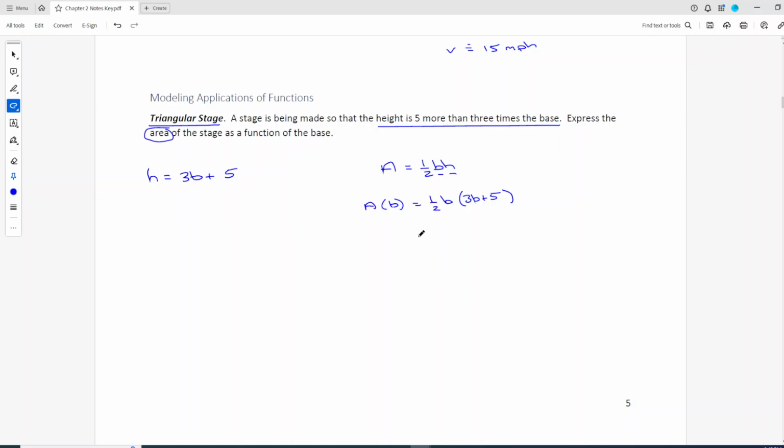Now, I'm okay with this as an answer. I think the textbook multiplied through, so they did a 1/2 b times 3b, which would give you 3/2 b squared, and then 1/2 b times 5, which would give you 5/2 b. So this may be the answer. Area as a function of base is 3/2 base squared plus 5/2 base. But again, I'm happy with either of those. If you can get to here, awesome. This is bonus, but we'll be doing this in chapter 3 anyway.